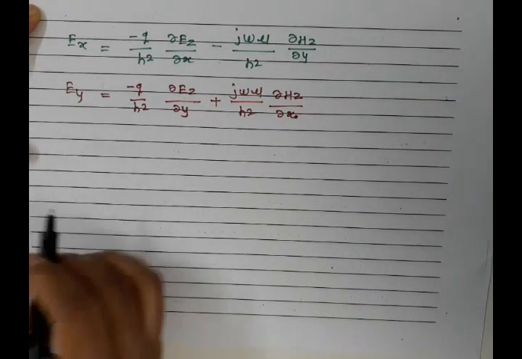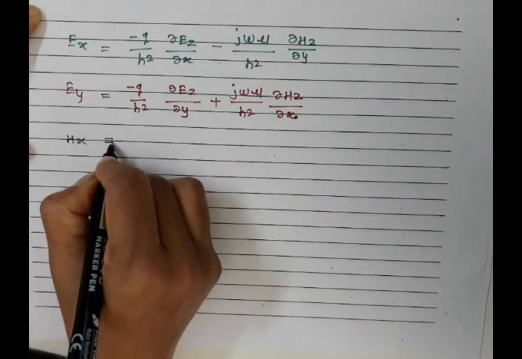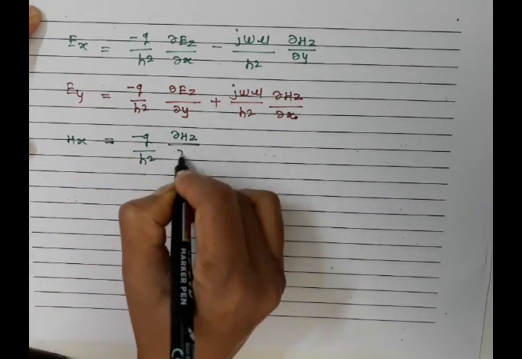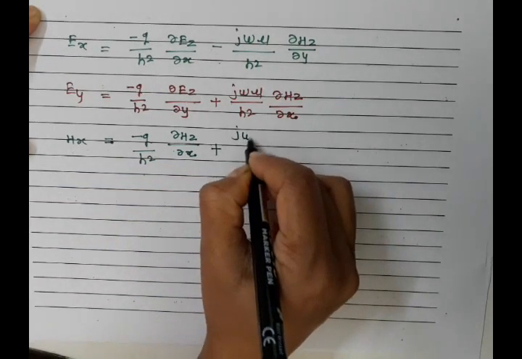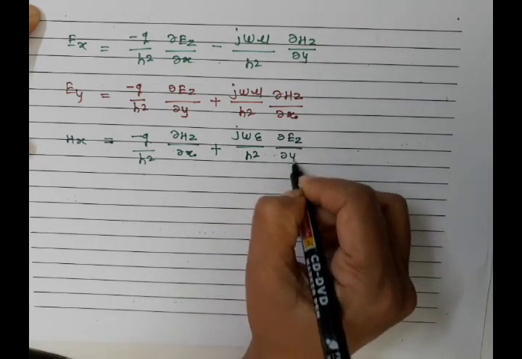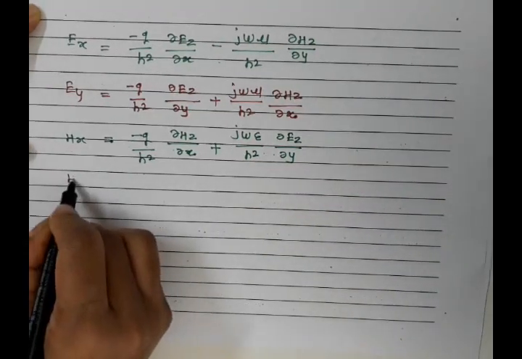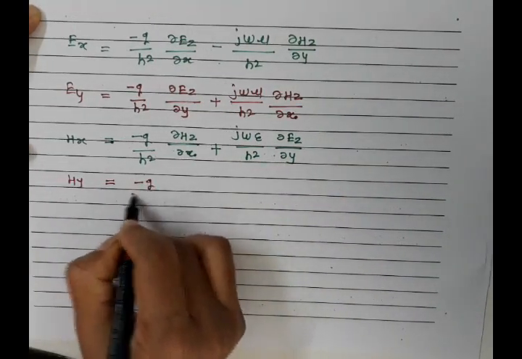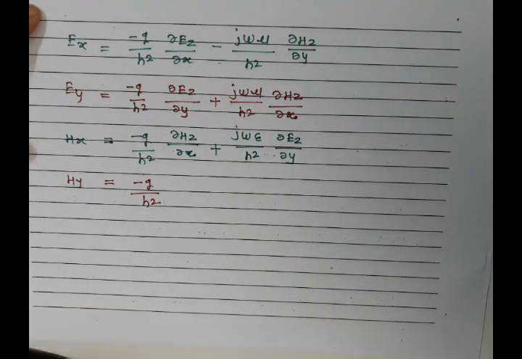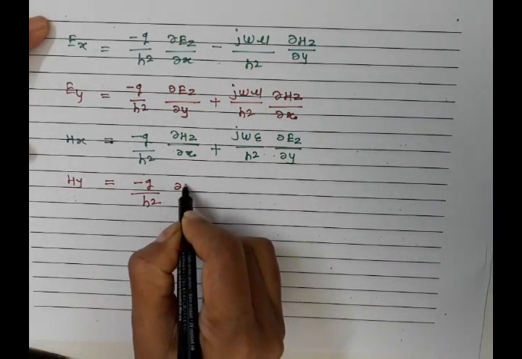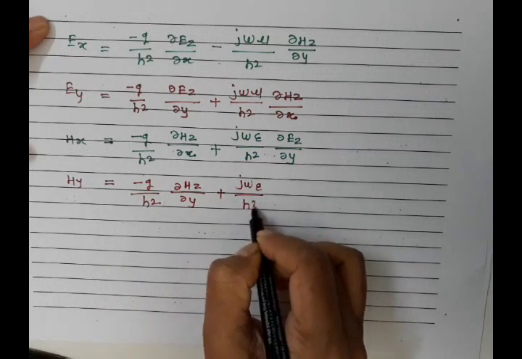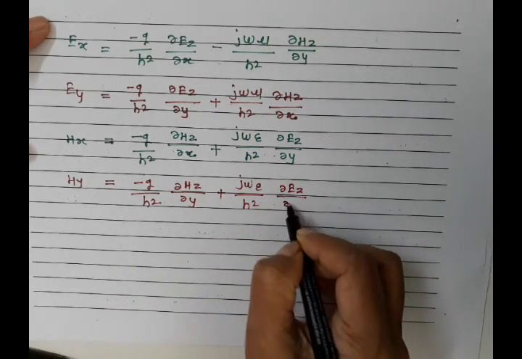What about the Hx component here? In the Hx component you will write minus gamma by h square d of Hz dx plus j omega epsilon by h square d of Ez dy. What about the Hy component? This is just the revision of what we have seen in the previous session. Minus gamma by h square d of Hz dy plus j omega epsilon by h square d of Ez dx.